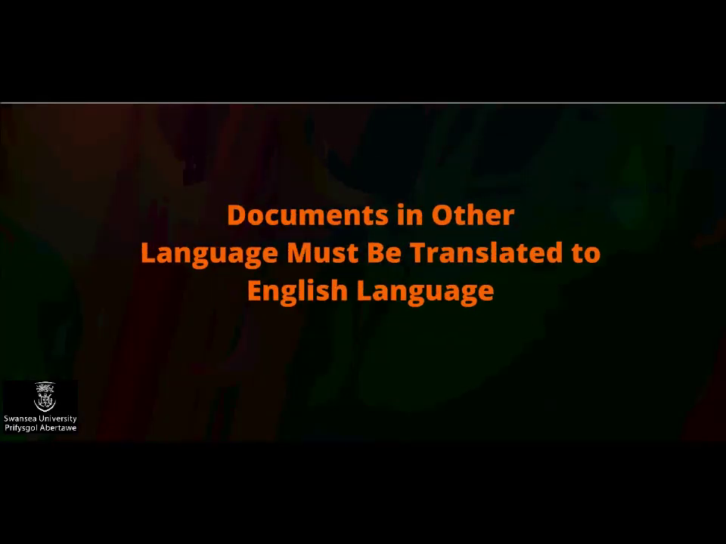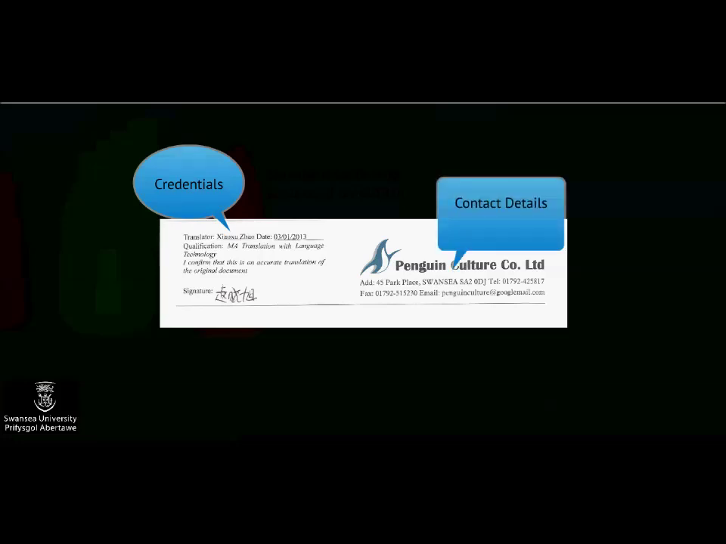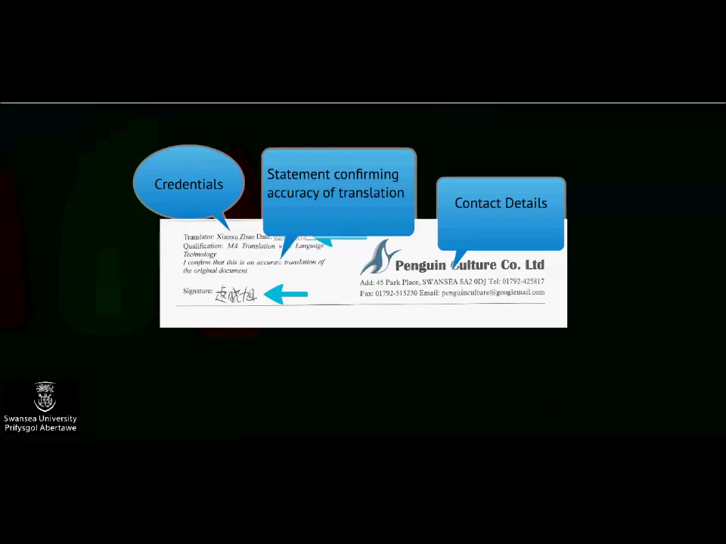Make sure that you submit original certificates, and these must also be either in the English language or translated to the English language. If you are submitting a translation, make sure it meets the UKBA Tier 4 policy guidance. This states that a translated document must have the credentials of the translator, the translator's contact details, the date of the translation, the signature of the translator, and a statement from the translator confirming that it is an accurate translation of the original document.